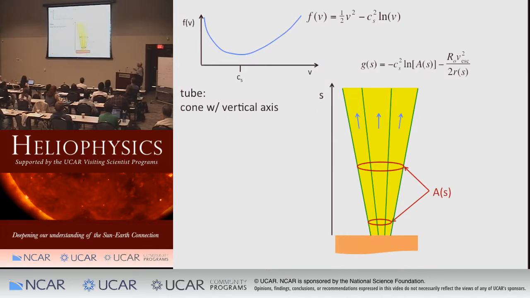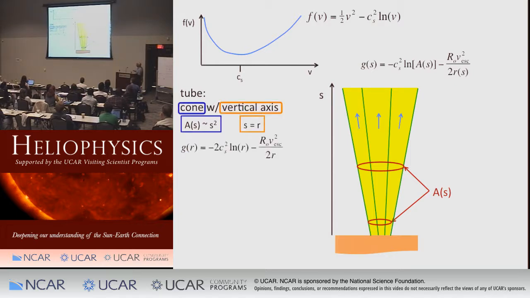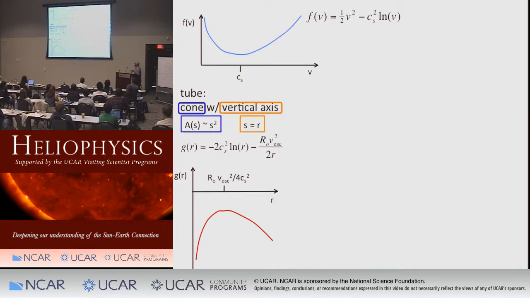The other thing to notice is this other thing. I basically say I'm in a cone, so the area is increasing with distance. Then I have a nice function of position, and it allows me to write a function of radius, which is a log minus 1 over the radius. So it's another function I can plot. And you basically see that if r gets very small, then this 1 over r dominates, and I go to minus infinity. And if r gets very big, then the logarithm vanishes, and I go to minus infinity. There's a maximum for this function, and that is at a particular radius. The radius is given in terms of the escape velocity at the surface and the speed of sound. So there's just a particular place where this function is going to be a maximum.